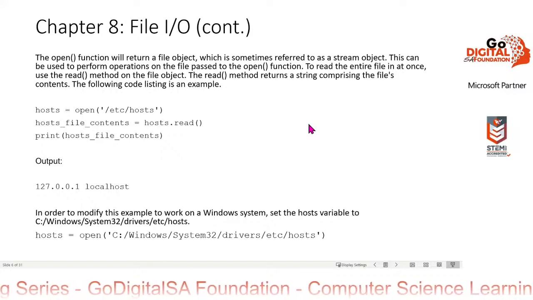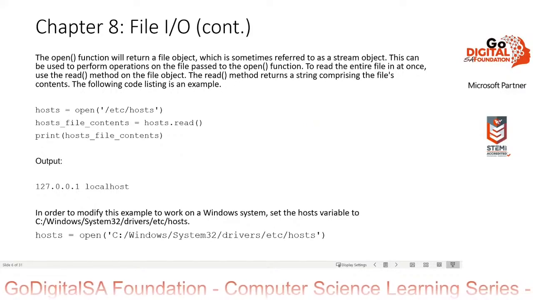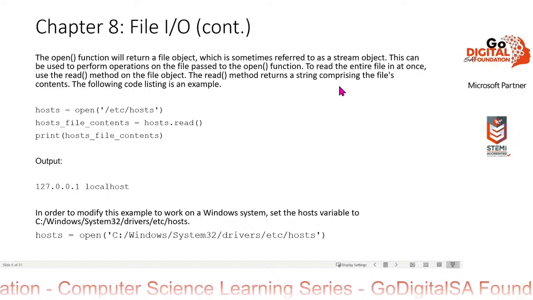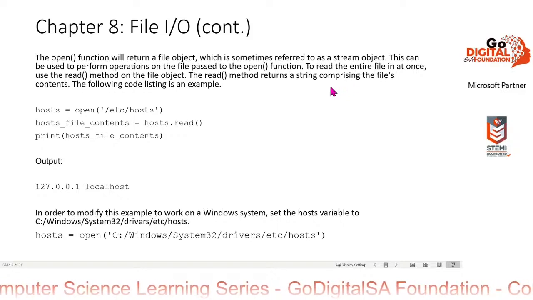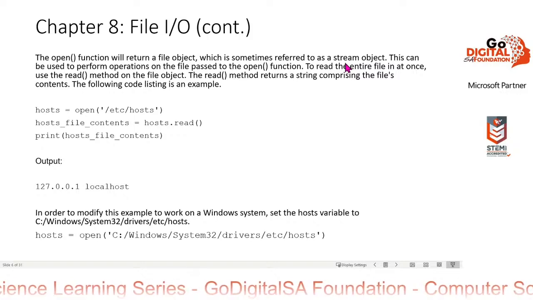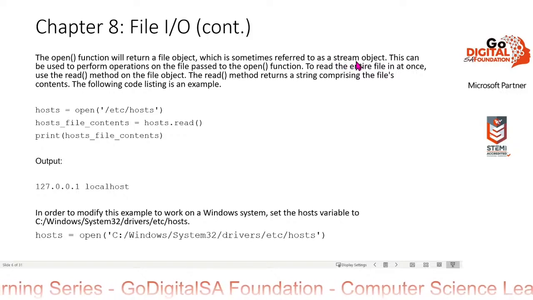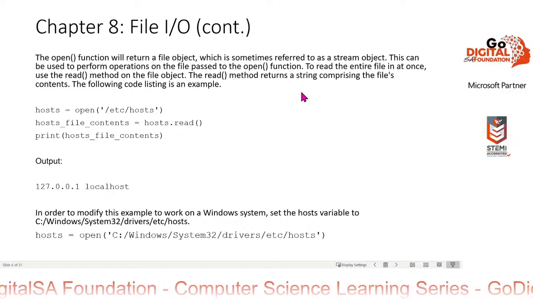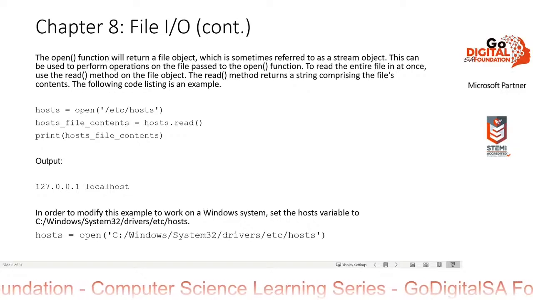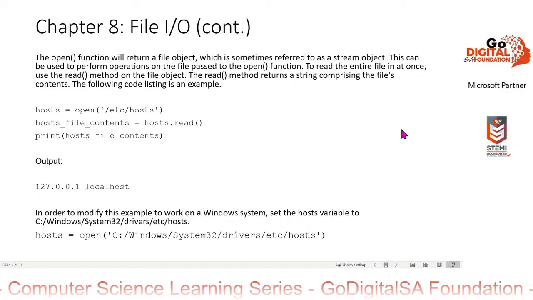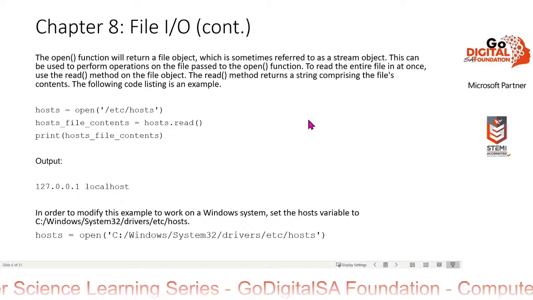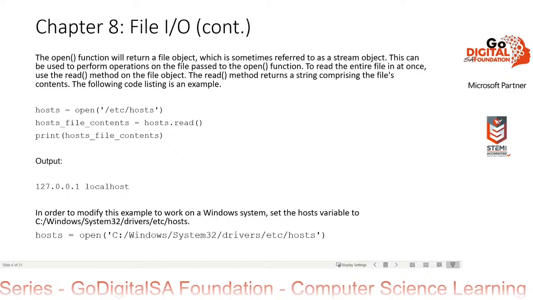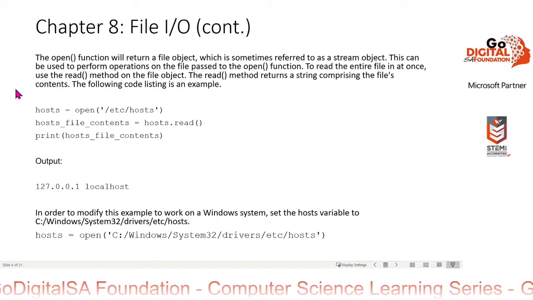The open function will return a file object, which is sometimes referred to as a stream object. Just like we call a string of characters a string, characters going to or from a file are a stream object. So this can be used to perform operations on the file passed to the open function. To read the entire file in at once, use the read method on the file object. The read method returns a string comprising the file's contents. The following code listing is an example.